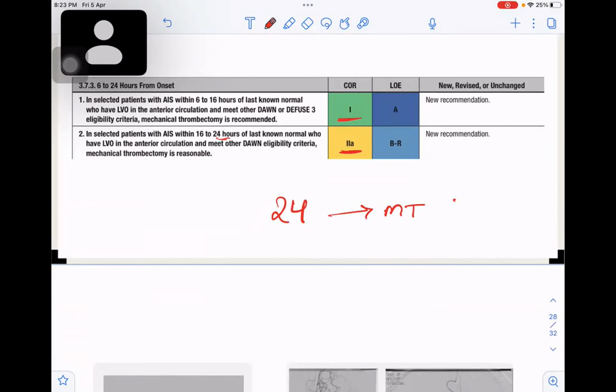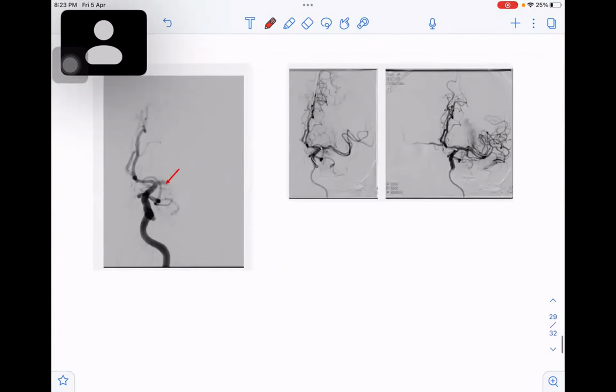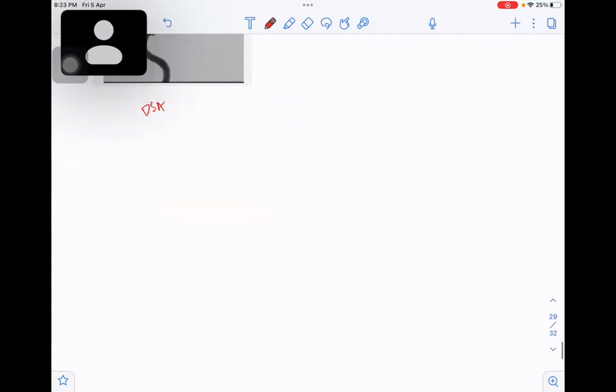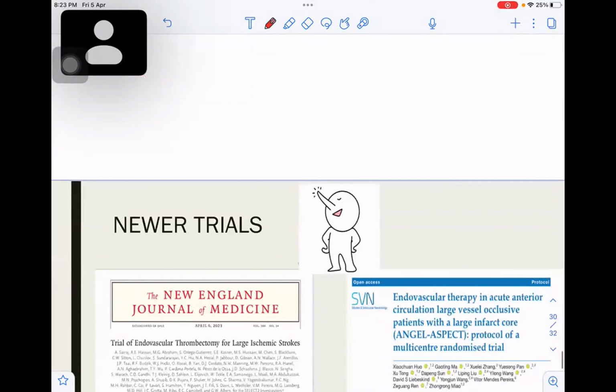You always have to remember mechanical thrombectomy also. The beauty of mechanical thrombectomy is that you can see in this image there is an MCA. This is a DSA image showing an MCA occlusion. As you can see, the dye is not passing beyond this point, but after thrombectomy you can see the vessel has completely opened up and the dye is passing completely. So this is how beautifully mechanical thrombectomy works. And this is what happened till 2018.